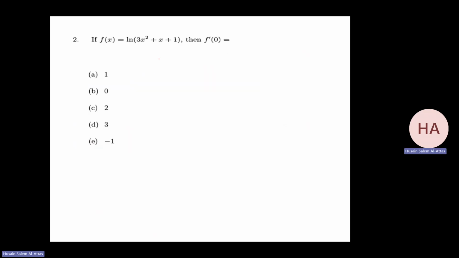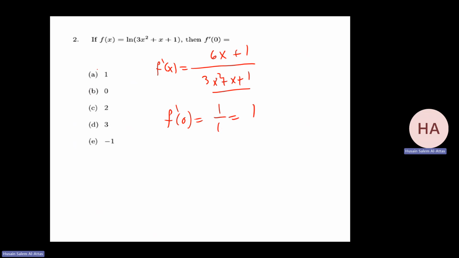ln of this. So it will be f prime of x, this one, times the derivative of this one, which is 6x plus 1. What they want? They want f prime at 0. That will be 1 over 1, which is 1. So that will be my answer.